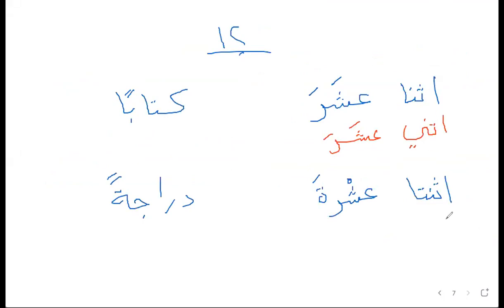And in this case, you say, for example, I saw 12 bikes. رأيت اثنتي عشرة دراجة. اثنتي عشرة دراجة. Yeah. طيب.